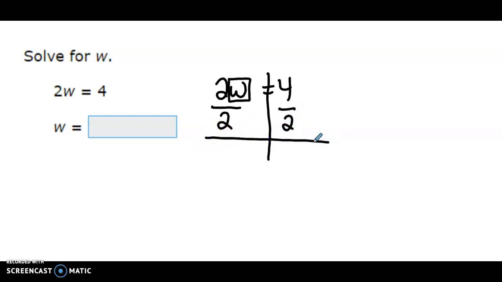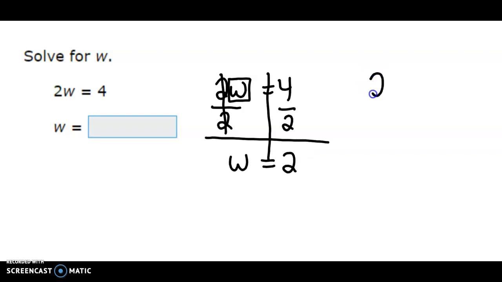And now I'm going to be getting a result, so I'm going to put a line under my entire equation. 2 divided by 2 is 1, which is great because now we have 1w, and 4 divided by 2 is 2, so we have 1w equals 2, or w equals 2.